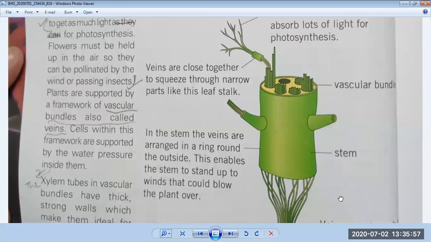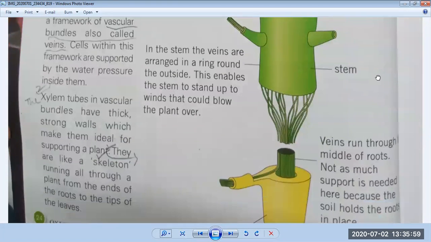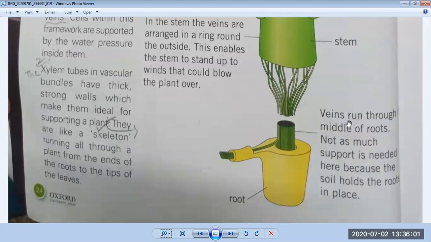We all know that all plants get water from their roots. So here you can see that these are the roots which are under the ground, and these roots are further divided into root hairs. You can see veins run through the middle of roots. Not as much support is needed here because the soil holds the roots in place.